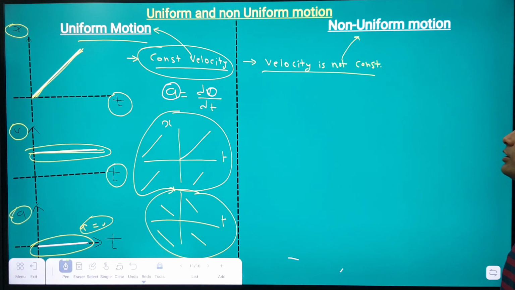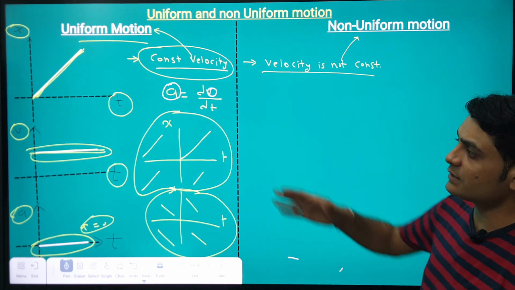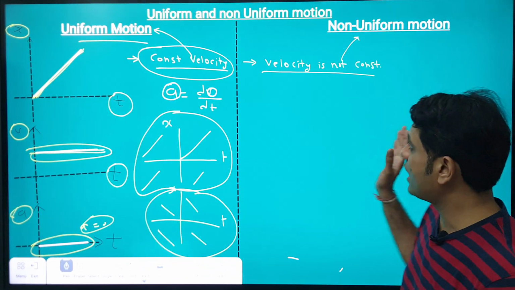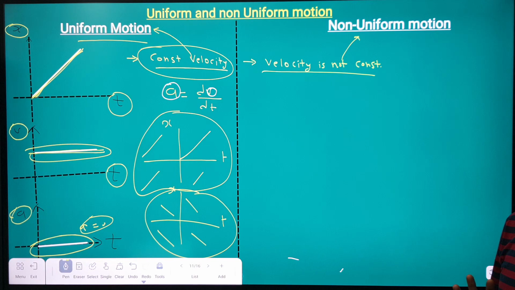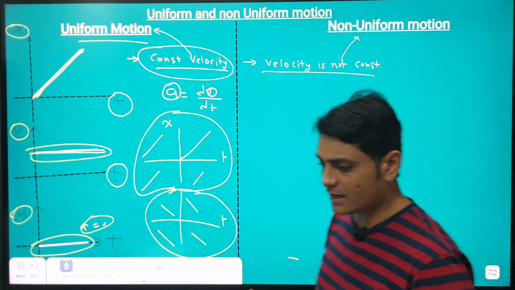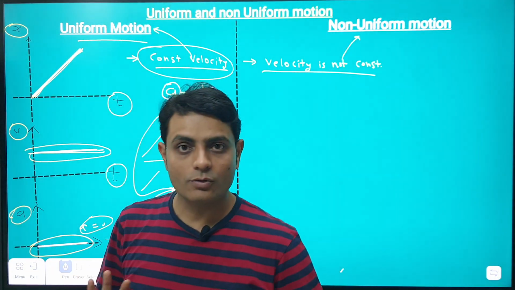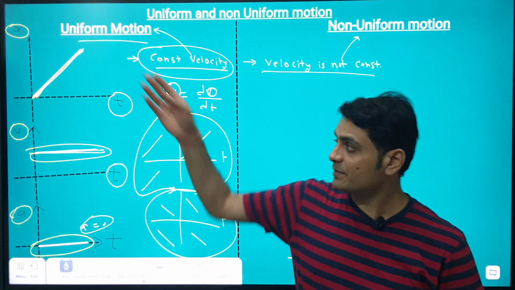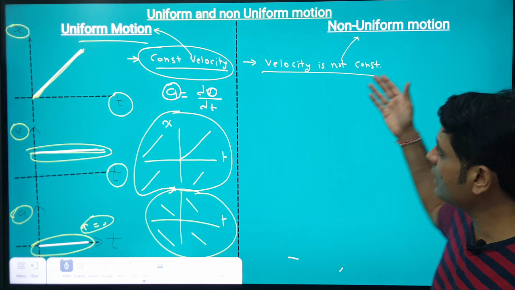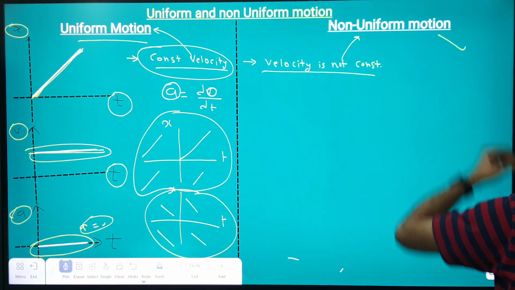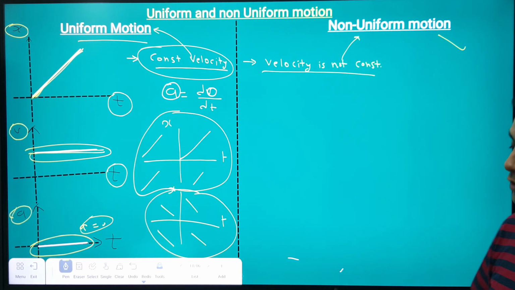And if we talk about non-uniform motion, all the graphs other than these three are of non-uniform motion. It can be any graph, in any quadrant, not just these three. So all the graphs except these three depict non-uniform motion. So that's all about uniform and non-uniform motion.